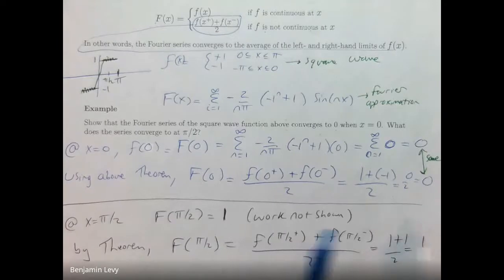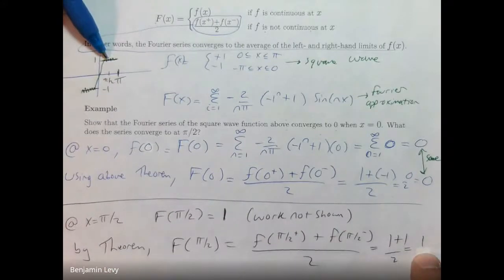And that makes sense, right? At pi over 2, if we look at the picture, the function is up here at 1. And that's what this is saying. And so instead of trying to evaluate an infinite limit to show that the function gets that, we can just use the theorem. It's not a discontinuity, but the theorem can still be applied here.